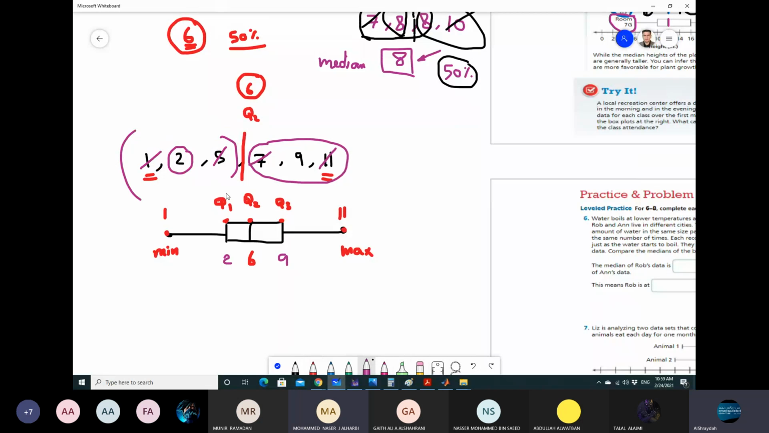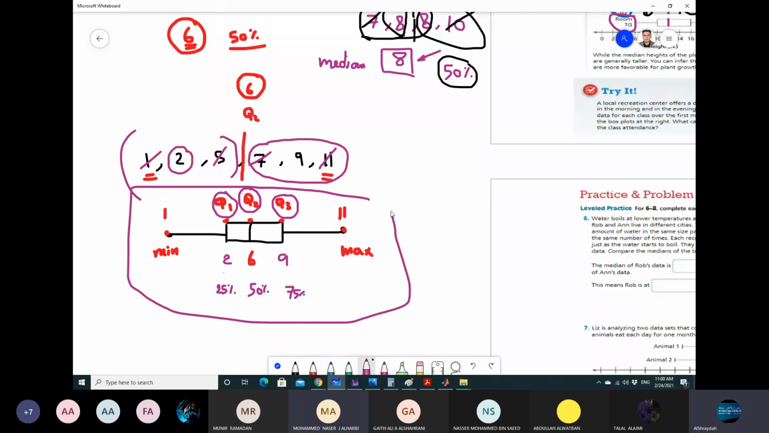Okay? So we have Q1, Q2, and Q3. What do we mean by Q2? 50% of the data values are less than Q2. And what do you mean by Q1? 25% of the data values are less than 2. And for Q3, 75% of the data values are less than 9. Do you understand it? So you have the box plot for this data.